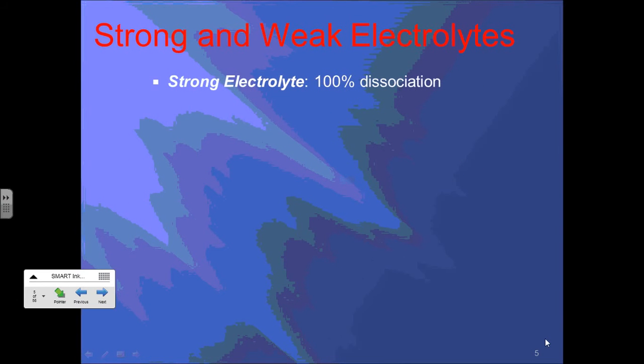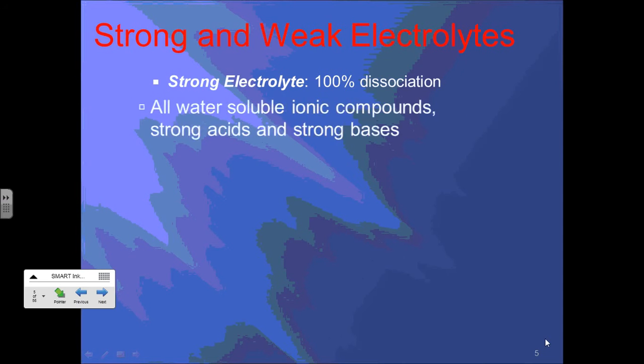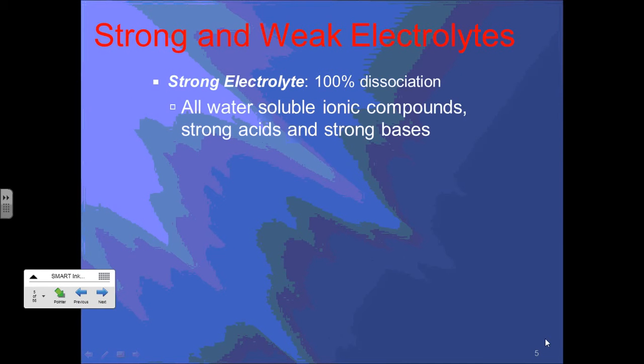Strong and weak electrolytes. First of all, a strong electrolyte is capable of dissociating at 100%. That means they're capable of being broken down into their constituent ions. Now, all water-soluble ionic compounds are included, as well as strong acids and strong bases.